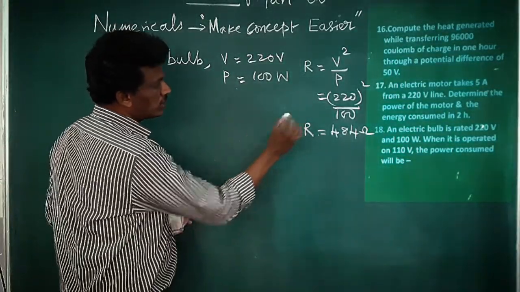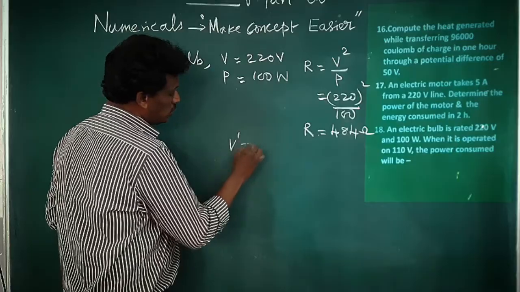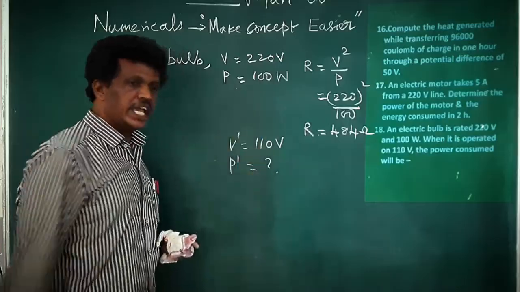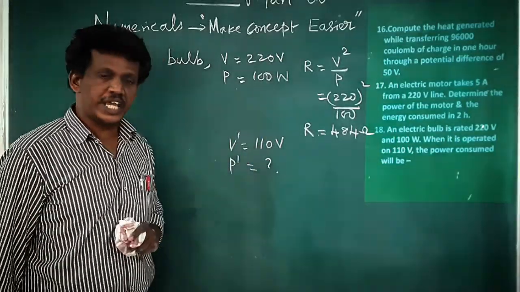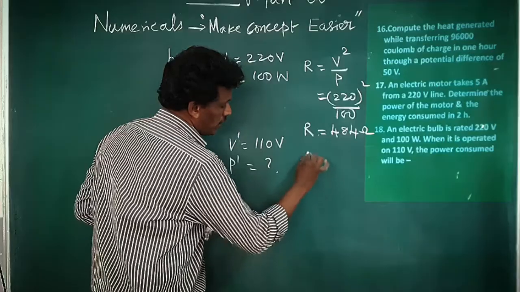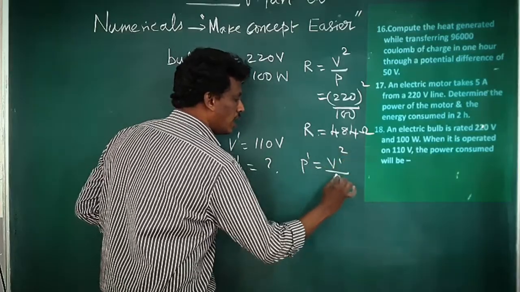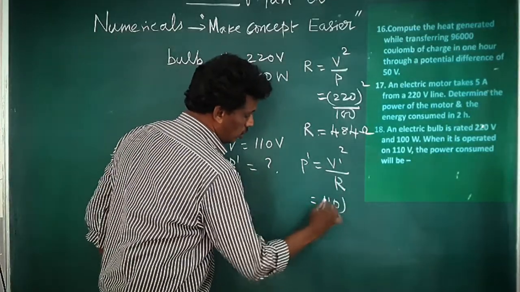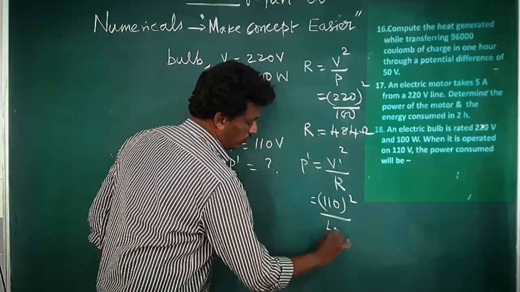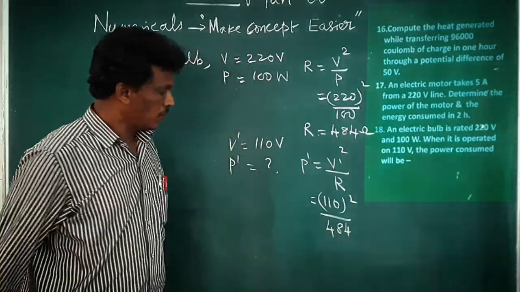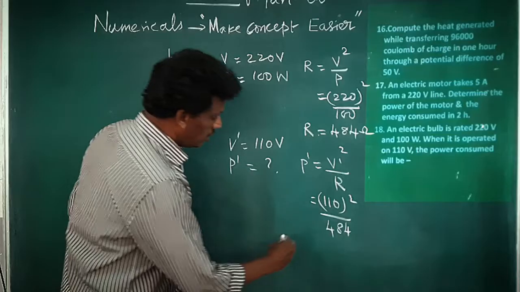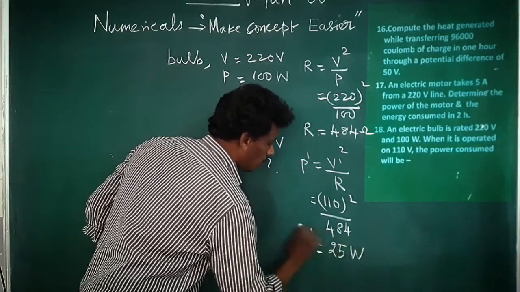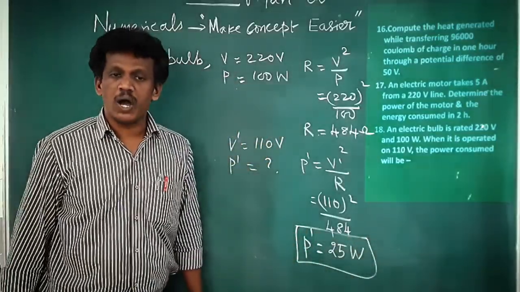Now the second part, what is happening? The voltage you are giving is 110 volt. In that case, how much will the power be? It will change, because the operating voltage is changed. How to do that? P dash equal to V dash squared by R. V dash is 110, so 110 whole squared divided by 484. If you simplify, the answer is P dash equal to 25 watts.